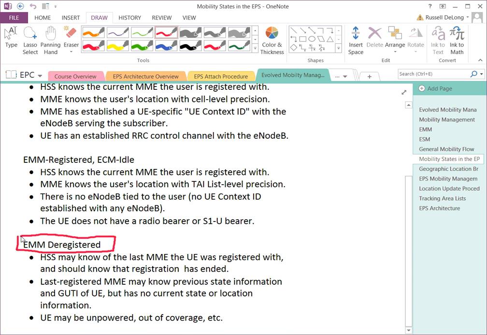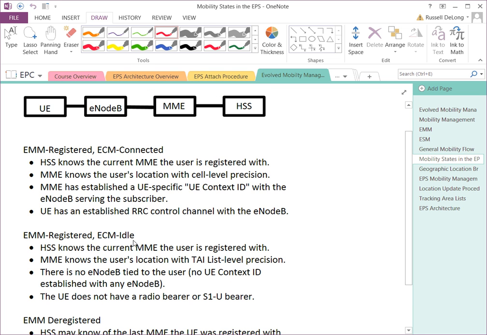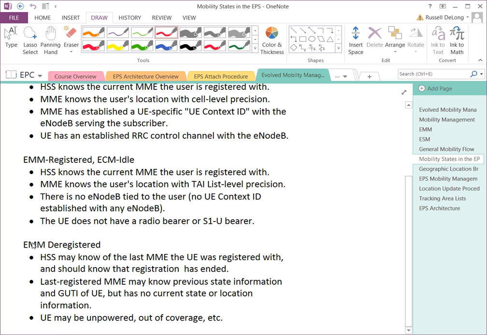If he's deregistered, it means we don't necessarily know that he's in a given tracking area. The UE has no obligation to tell the network anything. It's just that the network may be keeping old state information for where the subscriber used to be, what identifier the subscriber used to have, that kind of stuff.